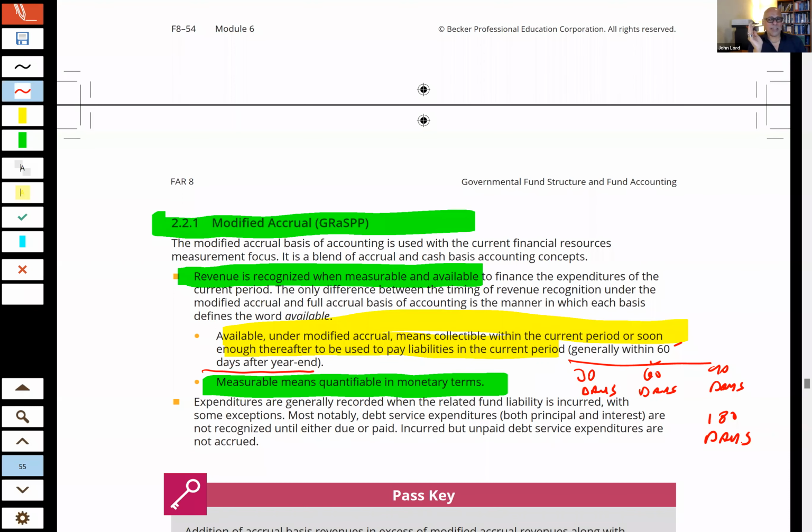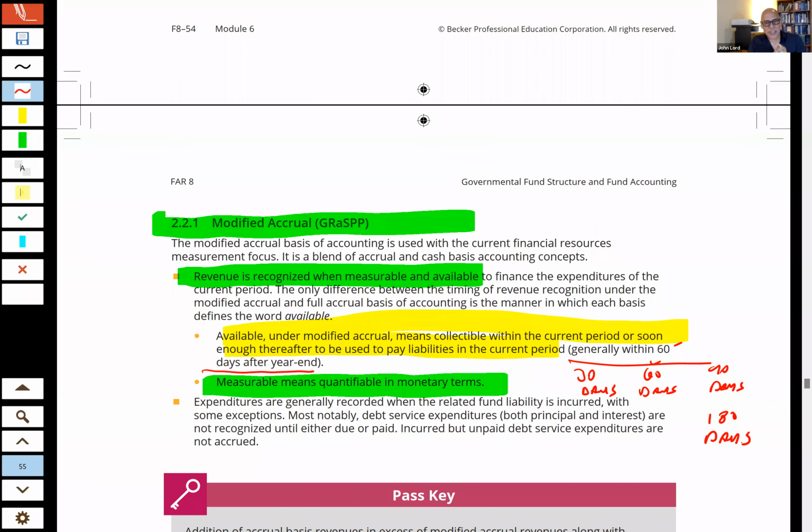Sometimes they don't mention the amount of days, which is annoying, but they'll say something like, the rest of the amount will be collected during the year. Well, when it's that vague, then you're going to say, okay, the criteria must be this 60 days, and you'll just use the first 2 months. And if they lump everything else together in another category, the rest of the year, then that's not going to be considered available.